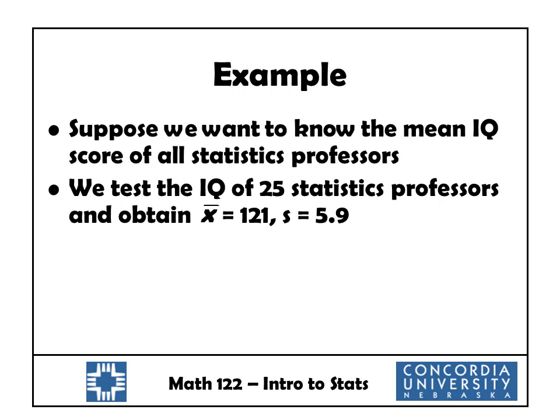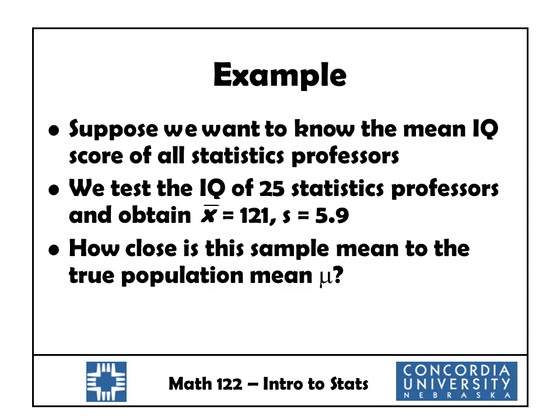In this section we're going to talk about a concept that's very similar to what we saw in the last section, but instead of dealing with population proportions, we're going to deal with estimating population means. Suppose we want to know the mean IQ score of all statistics professors. We test the IQ of 25 statistics professors and obtain a sample mean of 121 and a sample standard deviation of 5.9. Remember here that x bar is an estimate of the population mean that I really want to know. So we have a point estimate of our population mean, which is 121.